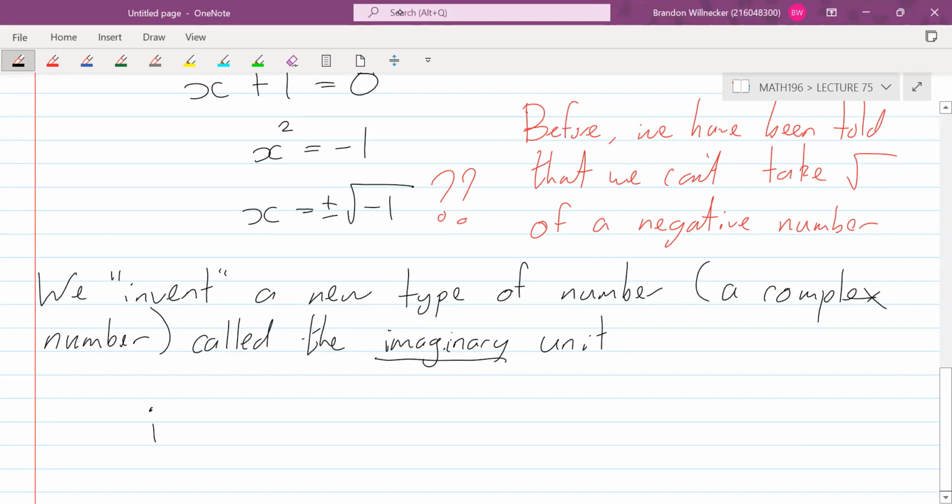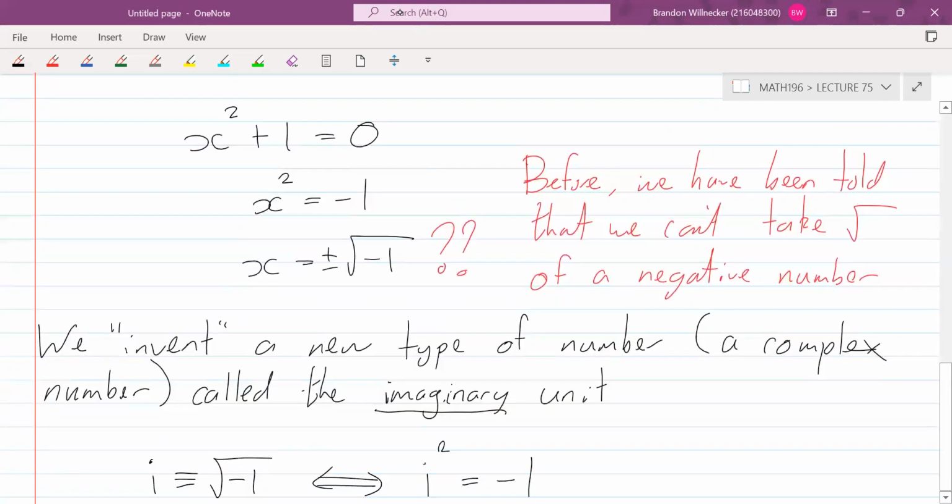Okay, so it's going to be i, defined to be the square root of -1. That's the defining feature of this new type of number. Another, equivalent way of defining this is to say that this number squared is -1. So we can say i is the square root of -1, or we can define this number such that when we square it, we get -1. This allows us to find the two solutions of this previous equation.